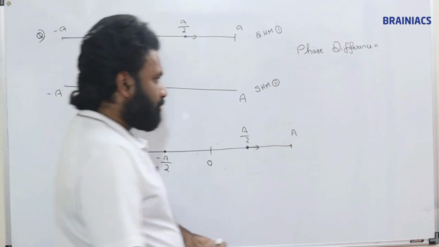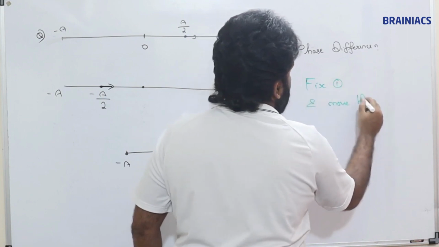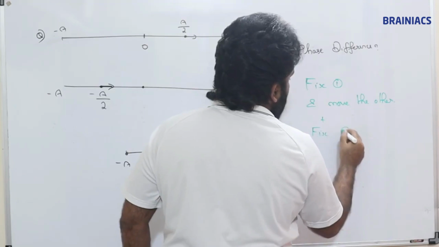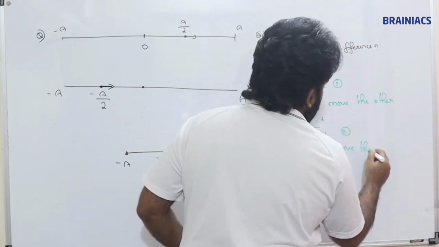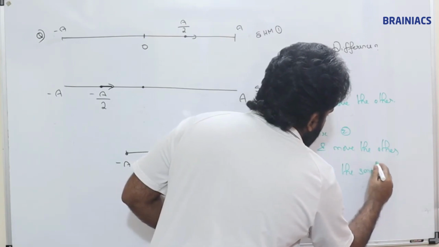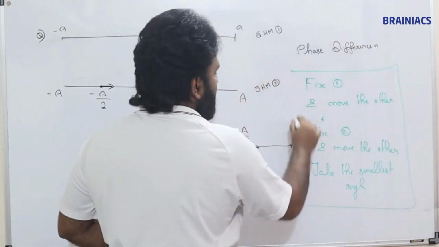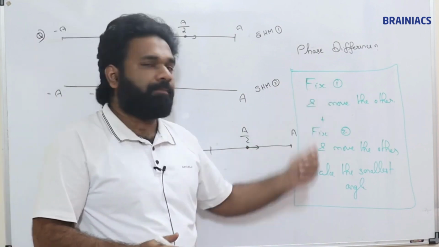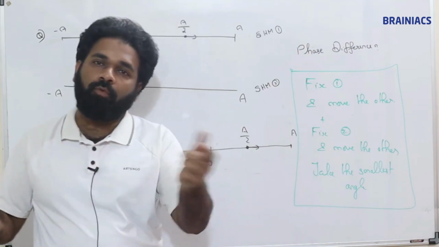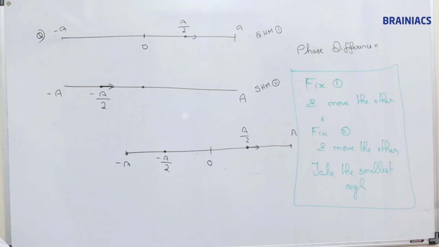Now fix one and move the other. Okay, now after that fix the second one and move the other. Take the smallest angle. Okay, fix one, then move the other. Measure the angle. Fix the other one, move the first one, then measure the angle. So which one is the smaller one? That is the phase difference. So we can solve using this method.